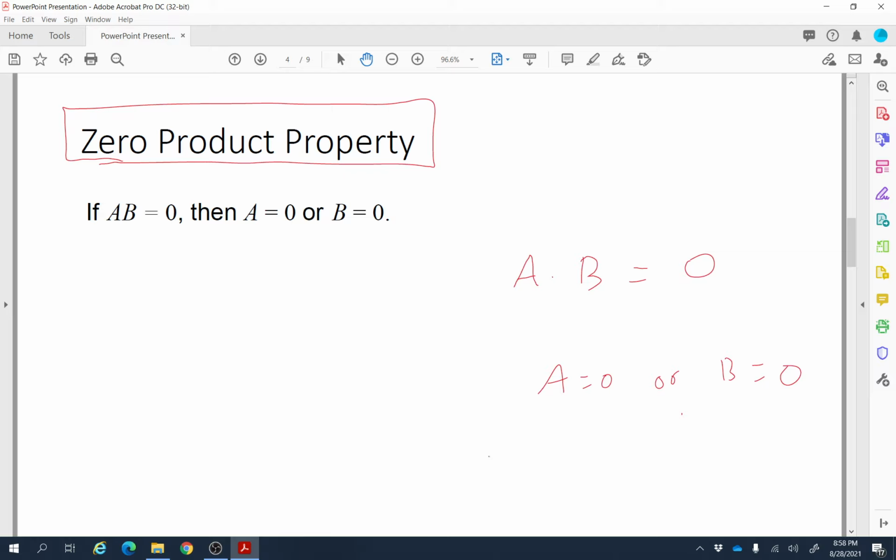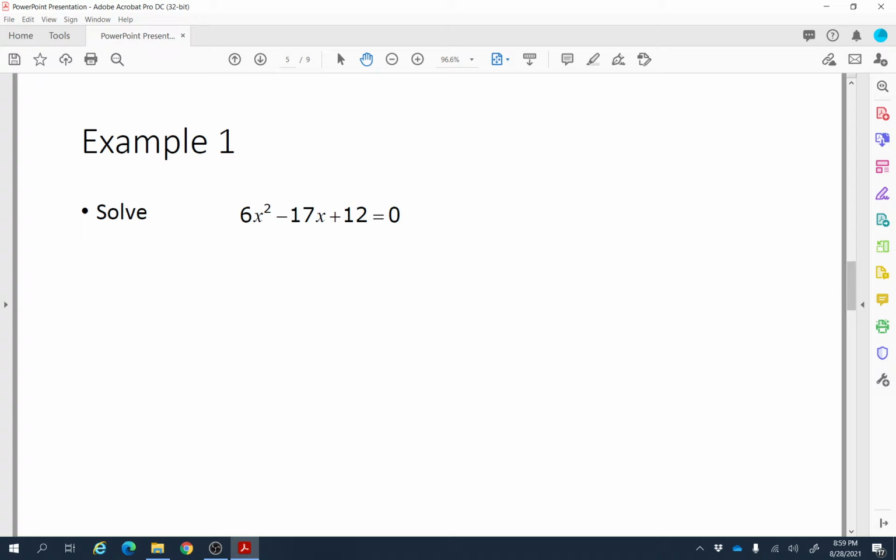For example, if you multiply 3 and 2, it's 6. It's not 0. But if you multiply 3 and 0, it's 0. So at least one of them should be 0. So let's start with one equation, 6x squared minus 17x plus 12, and we would like to solve this equation by using the factoring method. So our goal is to find the factors on the left side, and for this I'm going to use the AC method.